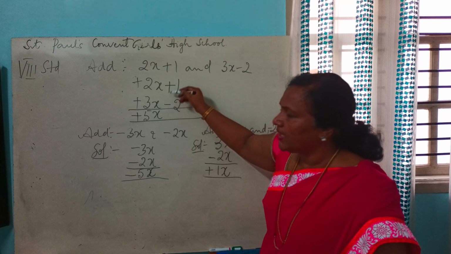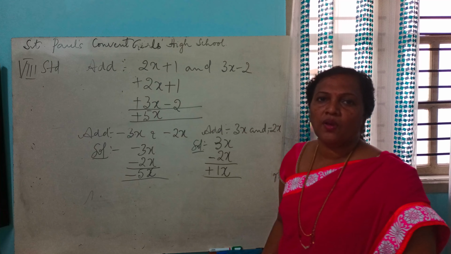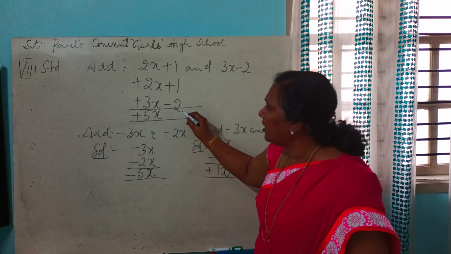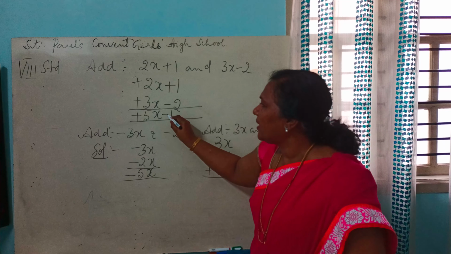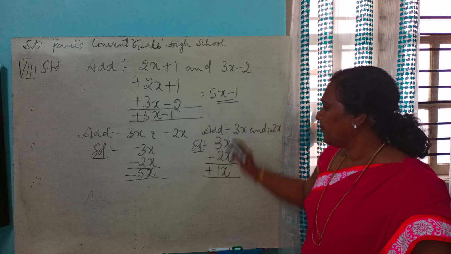Now children, they are different signs. What do I have to do? Subtract. From the bigger number I will subtract the smaller number. 2 minus 1 is 1. But the greater number's sign is minus. So the answer is 5x minus 1.